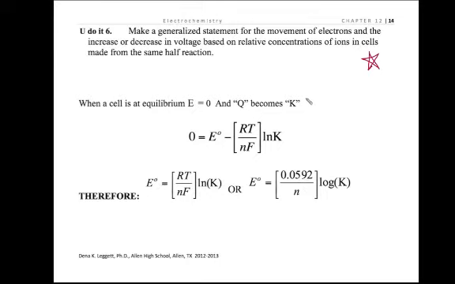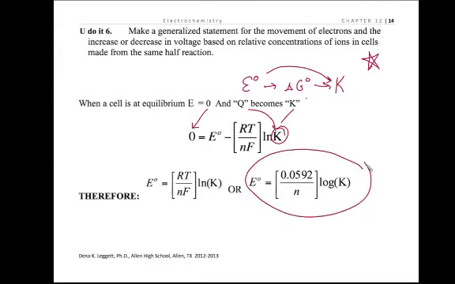Now, we mentioned that if E naught relates to delta G naught and delta G naught relates to K, we should be able to come up with a formula that links these two. And indeed we can. At equilibrium, E becomes 0, all right? And Q becomes K. So I'm going to put a K in place of a Q here. And if I rearrange this, I get the most commonly used formula.